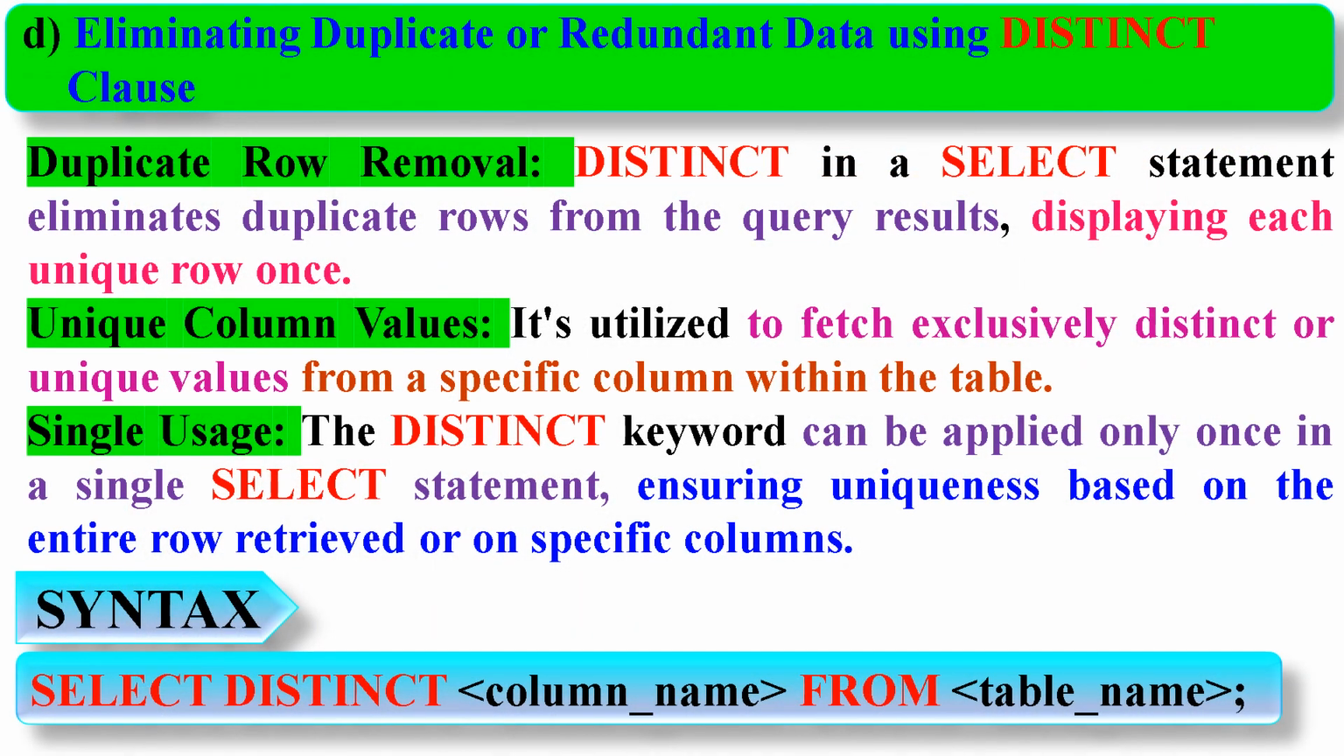Let's learn about eliminating duplicate or redundant data using distinct clause. Duplicate row removal. Distinct in a select statement eliminates duplicate rows from the query results, displaying each unique row once. Unique column values. It's utilized to fetch exclusively distinct or unique values from a specific column within the table. Single usage. The distinct keyword can be applied only once in a single select statement, ensuring uniqueness based on the entire row retrieved or on specific columns. The syntax is, select distinct column_name from table_name, semicolon.